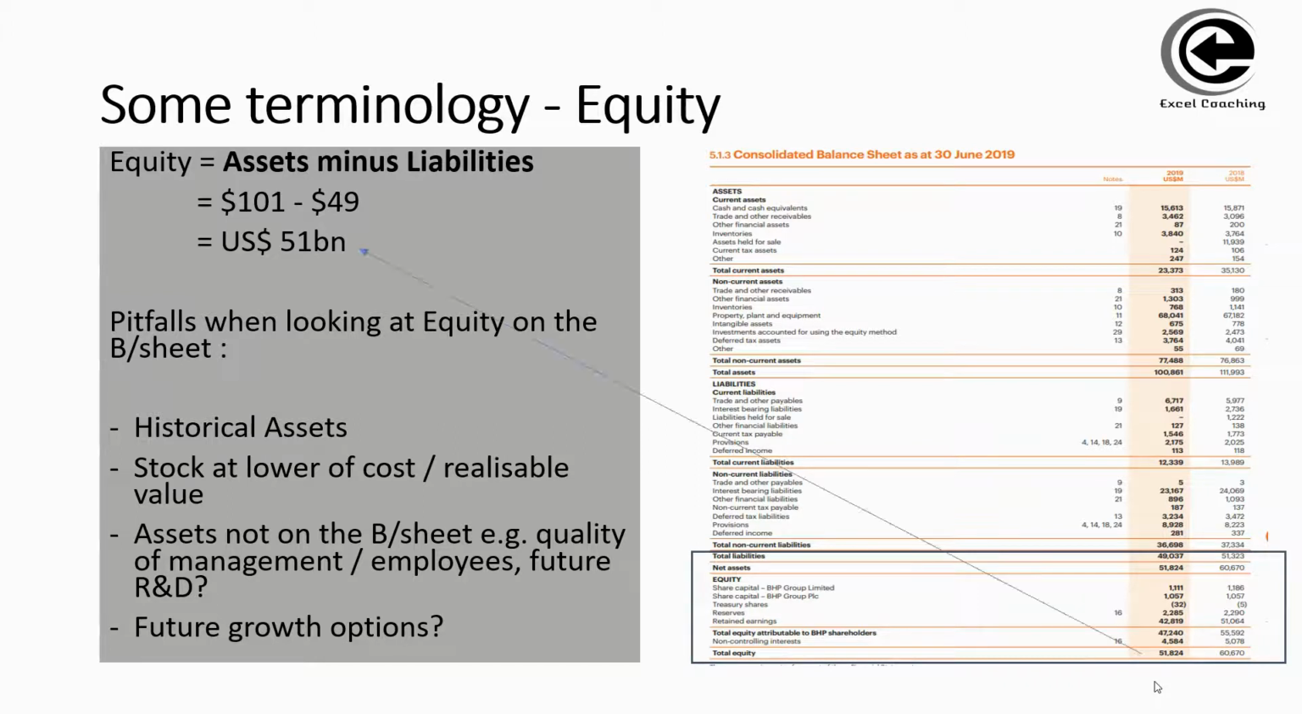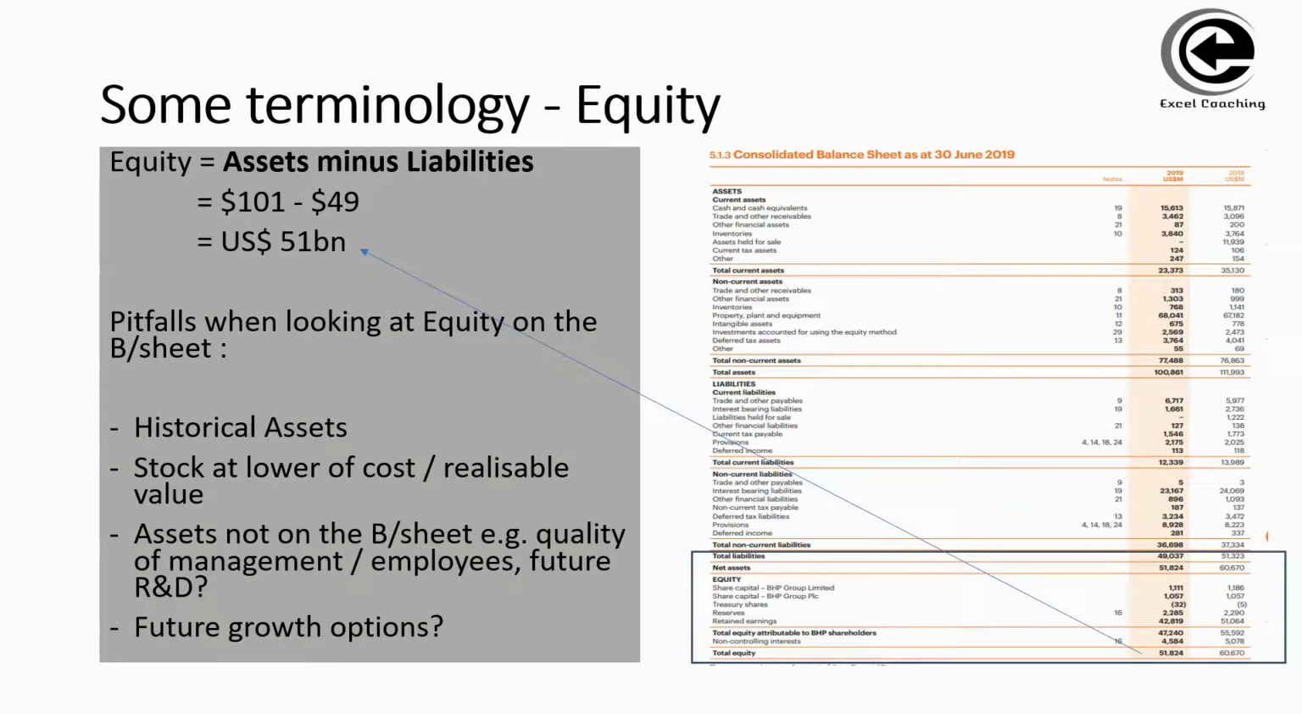In this example, the assets for BHP were worth $100 billion. The liabilities were $49 billion. Therefore, the equity is 100 minus 49, which is $51 billion. Ideally, the firm's balance sheet shows an accurate assessment of the company's net worth. Unfortunately, this is unlikely to be the case.